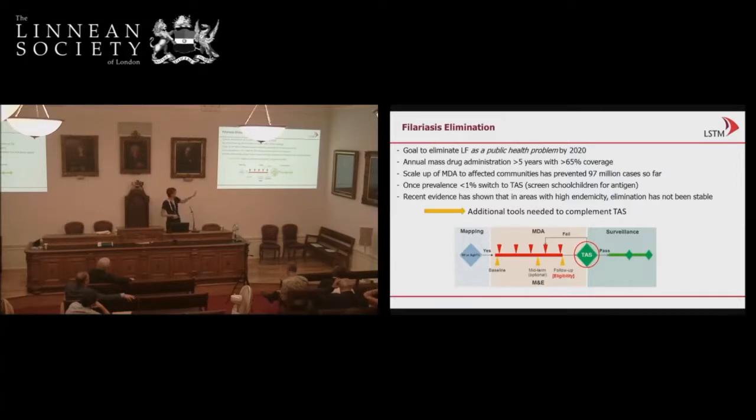And here I've shown the timeline. Once you've had a number of rounds of MDA, and pre-TAS tells you that the microfilaria prevalence is below 1%, then there's a switch to the transmission assessment survey. And this is kind of the turning point between MDA and post-MDA surveillance. So TAS involves screening school children for the presence of the adult worm antigen, which would indicate that they've been exposed in their lifetime since that control program started. So the transmission assessment survey is one of the best tools that we have for confirming filariasis elimination, but it's not going to be the only tool, and we really need additional tools in order to complement the TAS.